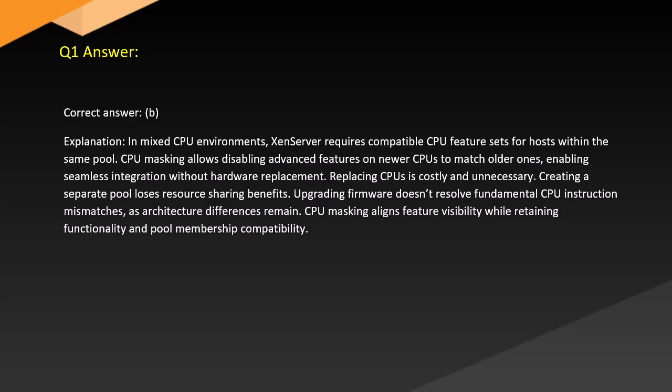In mixed CPU environments, XenServer requires compatible CPU feature sets for hosts within the same pool. CPU masking allows disabling advanced features on newer CPUs to match older ones, enabling seamless integration without hardware replacement. Replacing CPUs is costly and unnecessary. Creating a separate pool loses resource sharing benefits. Upgrading firmware doesn't resolve fundamental CPU instruction mismatches as architecture differences remain. CPU masking aligns feature visibility while retaining functionality and pool membership compatibility.